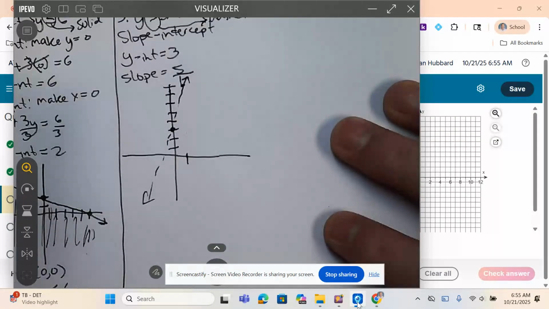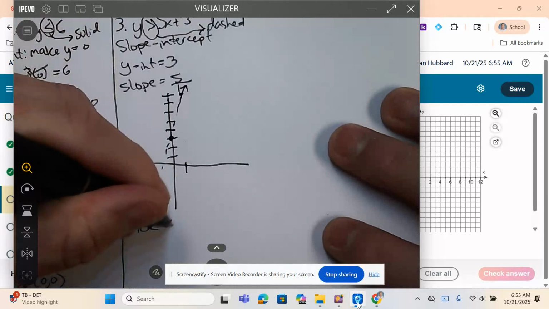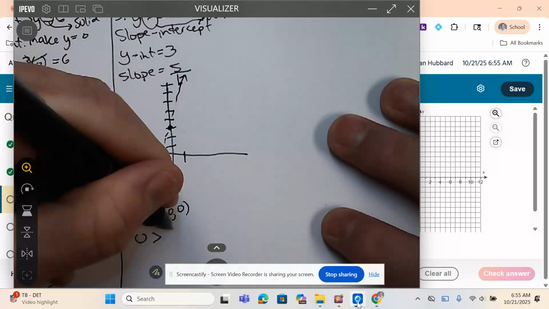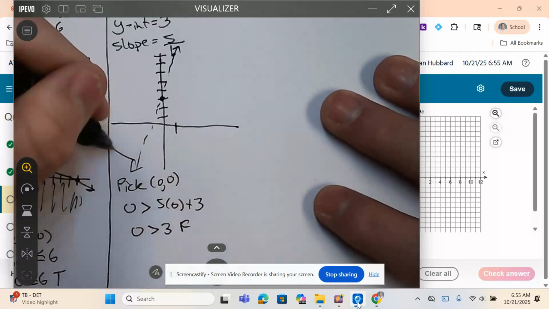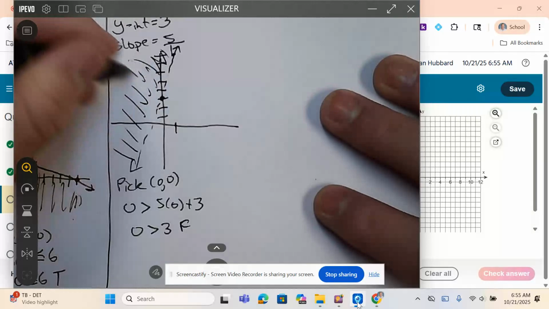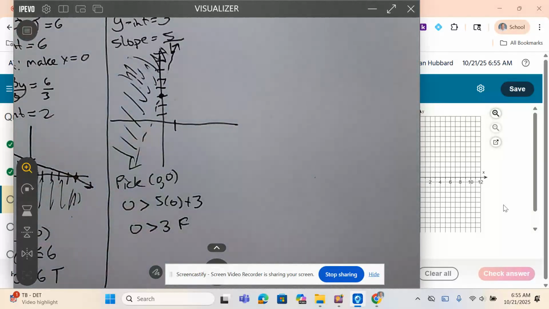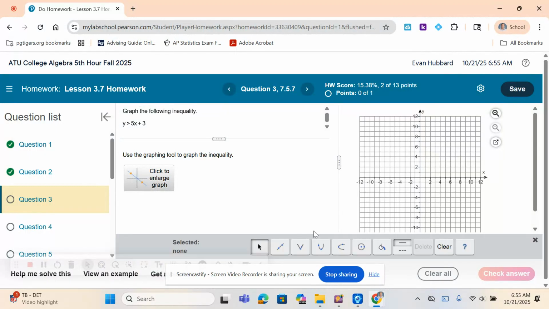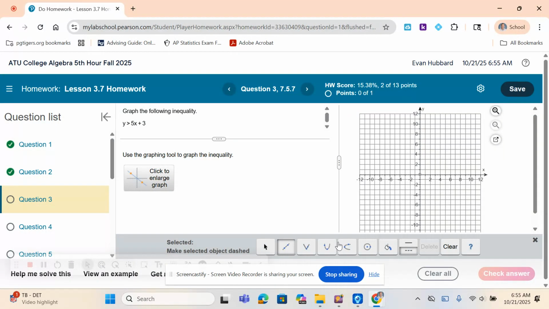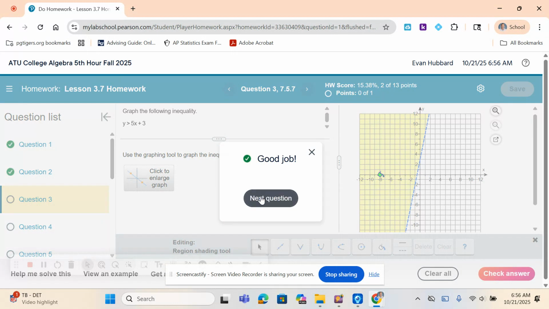Okay, I'm going to pick a point. I'm going to pick 0, 0. So it's 0 greater than 5 times 0 plus 3. Is 0 greater than 3? That's false. So I shade away from 0, 0. And that's my answer. So I have a y-intercept. Click on the graph. A line dashed. A y-intercept of 3. And you go up 5 over 1. And then you shade away from 0, 0. Check your answer. Good job.